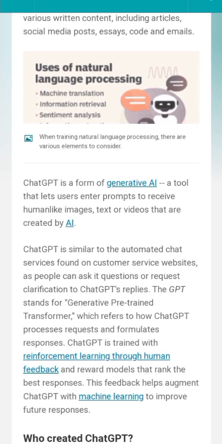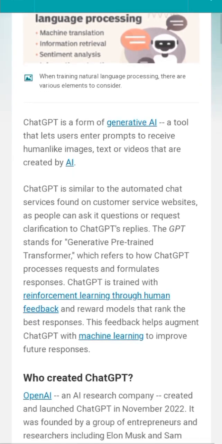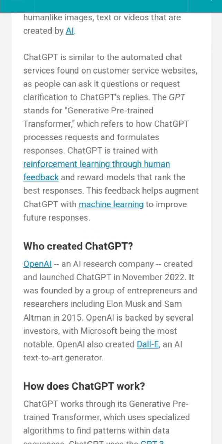ChatGPT stands for Generative Pre-trained Transformer, which refers to how ChatGPT processes requests and formulates responses. ChatGPT is trained with reinforcement learning through human feedback.